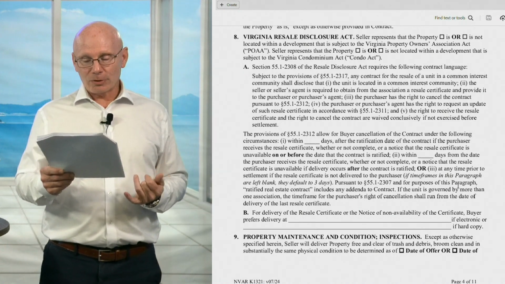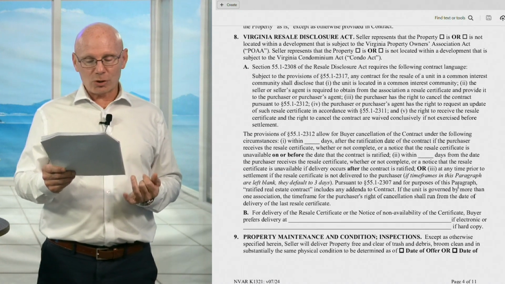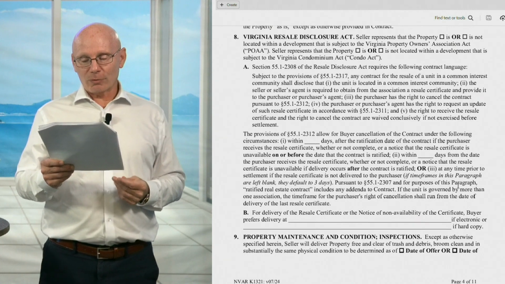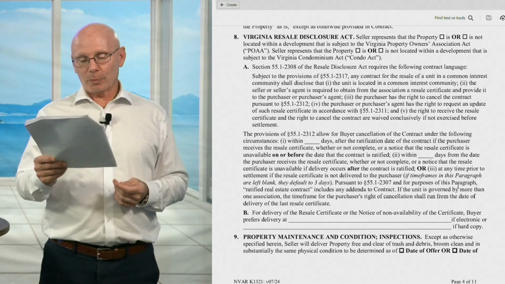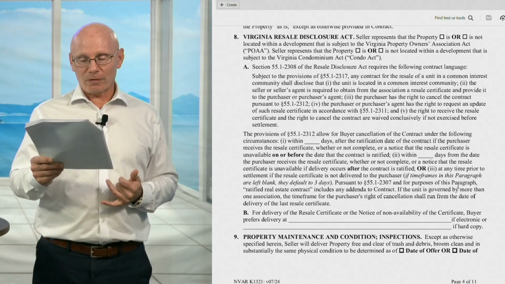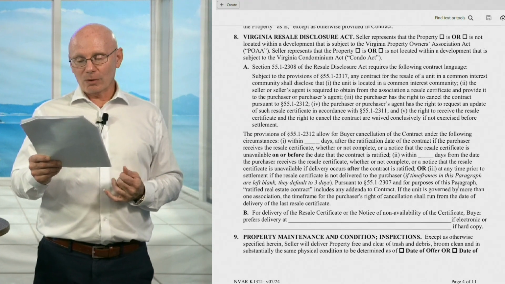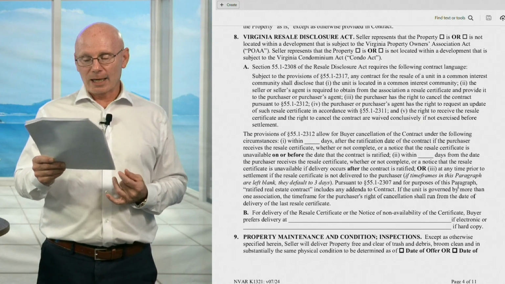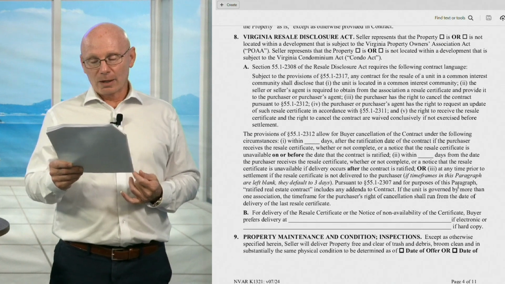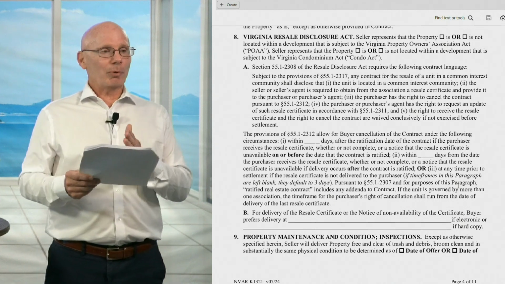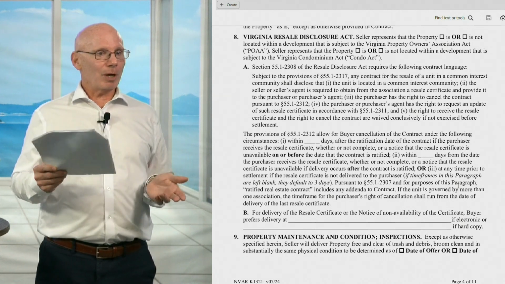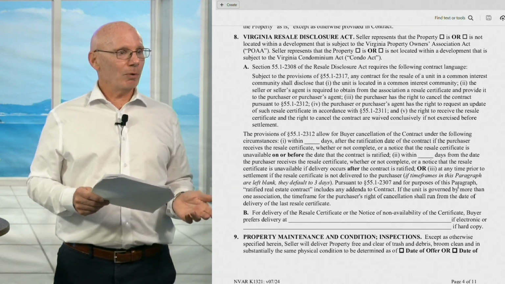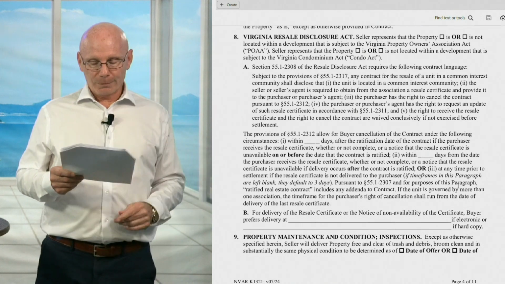So the buyer is allowed to cancel the contract under the following circumstances. One, X number of days after ratification of the contract if the purchaser receives the resale certificate, whether or not complete, or a notice that the resale certificate is unavailable, or before the date that the contract is ratified. Now you can put a number in here and it doesn't have to be 3. You could put 2, you could put 1, you could put 0, you could do whatever you want.